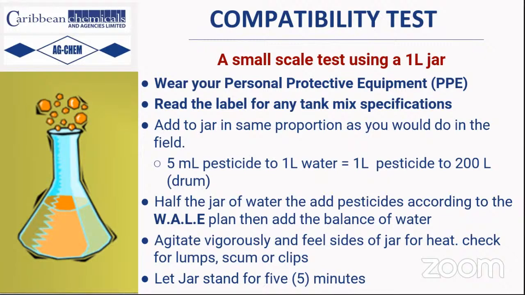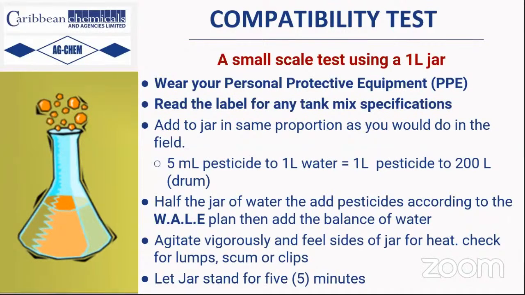So we add to the jar in the same proportion as you would do in the field. So you want to use an example of what you do in the field at the same rate. 5 milliliters of pesticide to 1 liter of water would be in the same proportion of 1 liter of pesticide to a 200 liter drum, which we call a 50 gallon drum. Right? So that's how we use it. But you can mix and match for those that have a higher rate of application for the drum. But it's a standard that you can use if 1 liter of that pesticide would normally work for a drum of water, which is 200 liters.